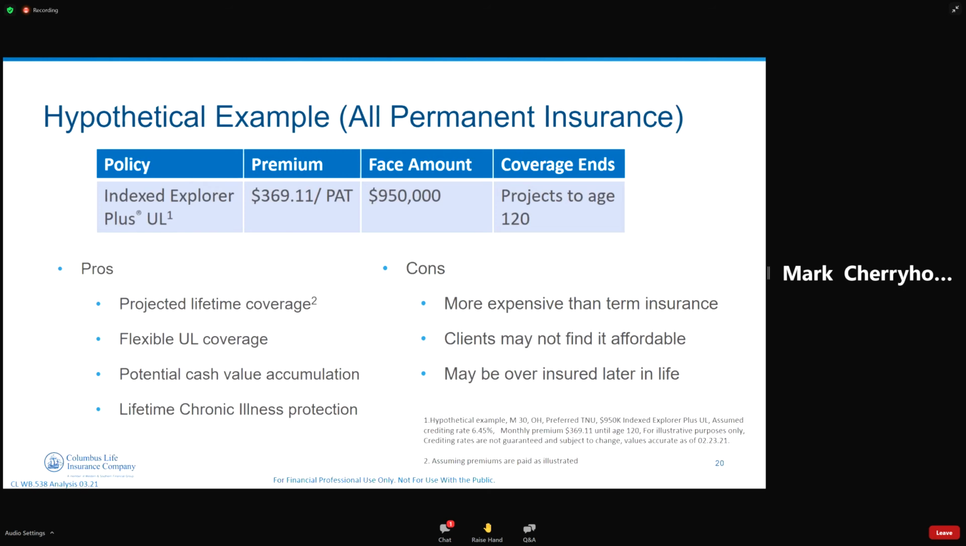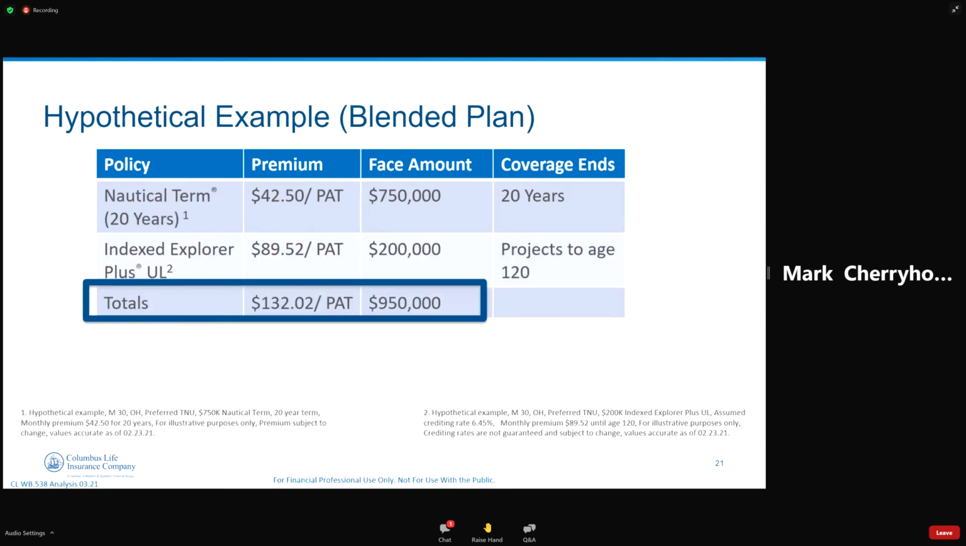So that's another solution. This brings us to our third solution. This is important. Stay with me on this. The blended plan. We call it the blended plan, where we combine some permanent with some term insurance. Again, continuing with that same 30-year-old male, he's preferred non-tobacco.